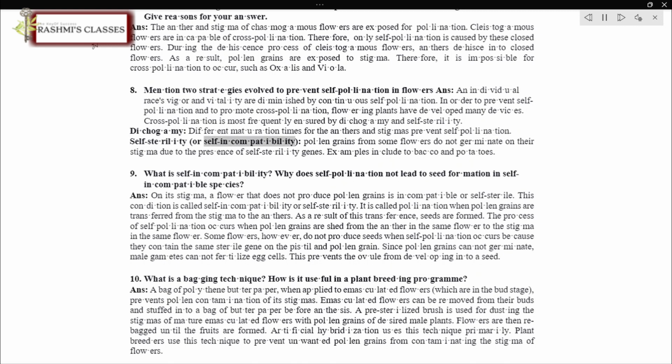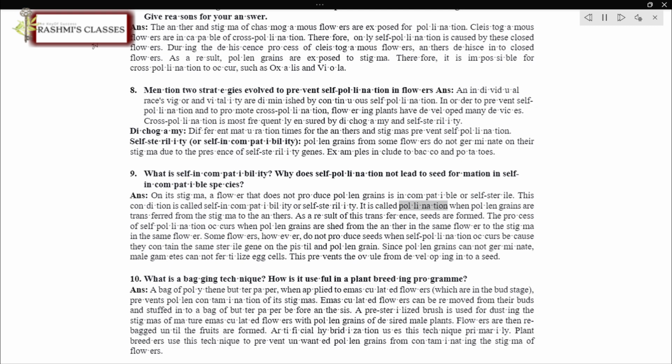Self-sterility, or self-incompatibility: pollen grains from some flowers do not germinate on their own stigma due to the presence of self-sterility genes. Examples include tobacco and potatoes. What is self-incompatibility? Why does self-pollination not lead to seed formation in self-incompatible species? ANS. A flower that does not allow its pollen grains to germinate on its own stigma is incompatible or self-sterile. This condition is called self-incompatibility or self-sterility.